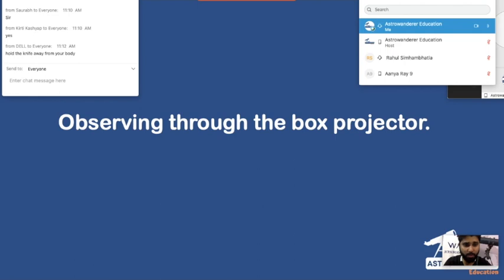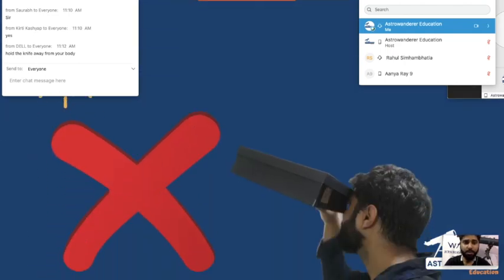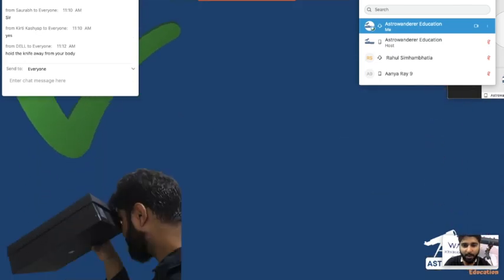Observing through the box projector, how can you observe it? Do not look at the sun through it like this. That's the wrong method. You need to look at the ground, like this. Look at the ground, and the sunlight will enter this pinhole right over here. Sunlight will enter the pinhole, and it will cast an image on this wall.